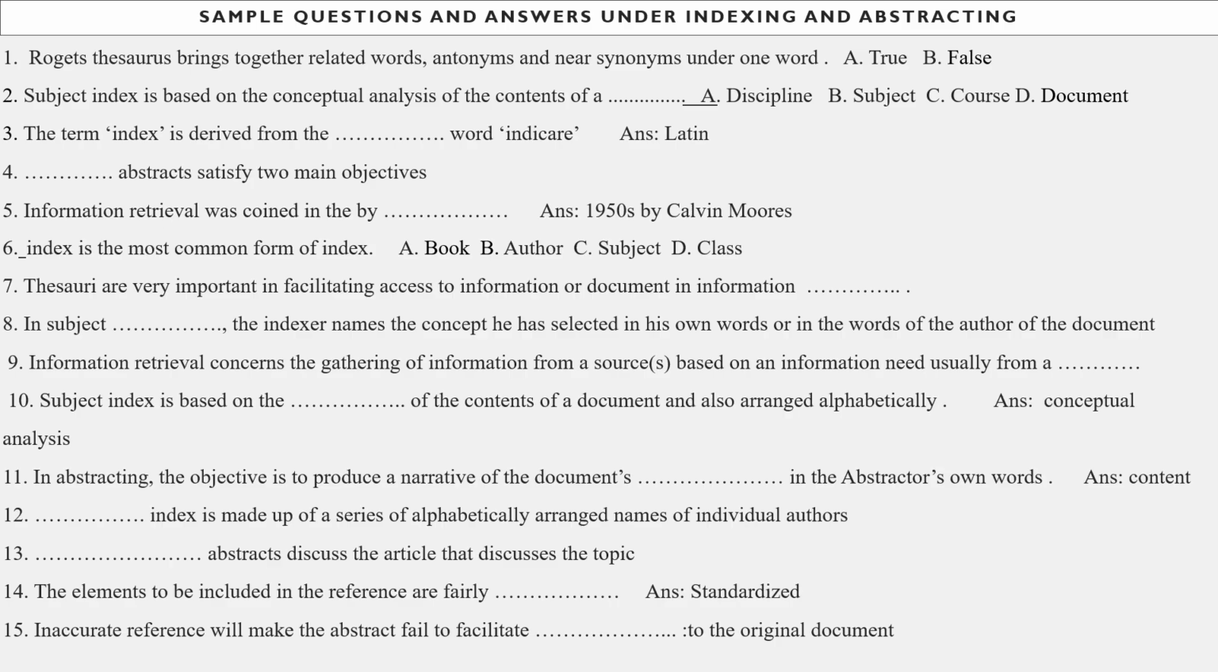Question number 2. Subject index is based on the conceptual analysis of the content of a dash. The answer there is document. A subject index is made up by analyzing the concepts in the document and turning them into subject terms, so users can quickly find information on this topic.